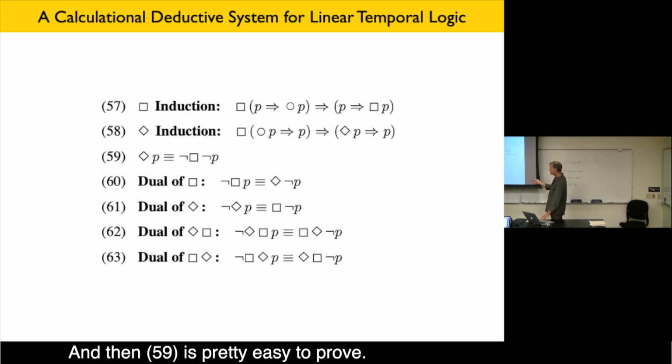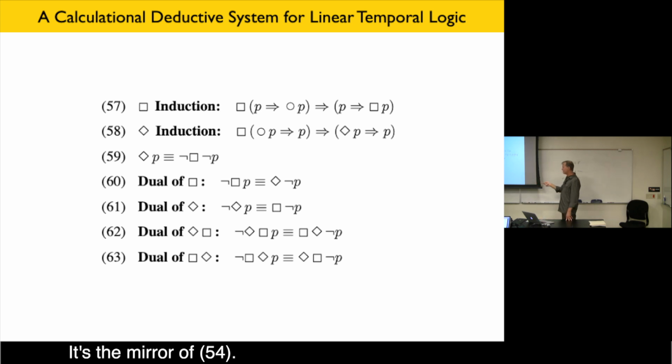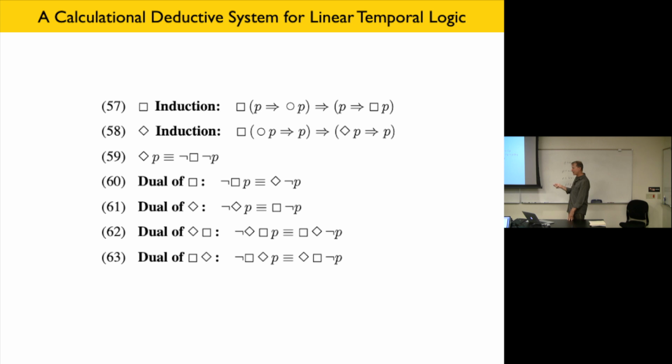And then 50 is pretty simple to prove. It's kind of the mirror of 43, right? What does it say? Eventually P is the same thing as what? Not always not P. Think about that. That makes sense.